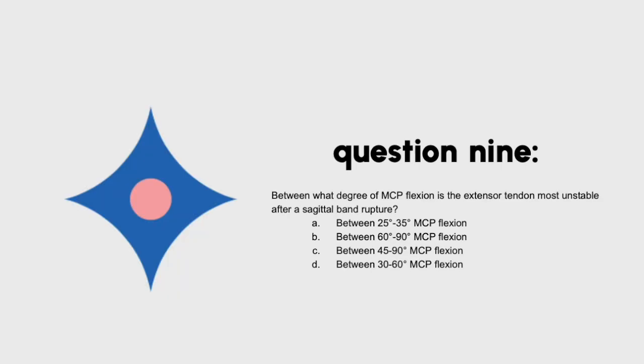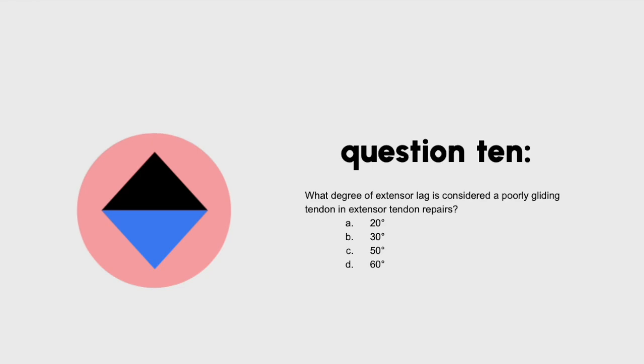Question 9, correct answer is C. The extensor tendon will sublux, usually ulnarly, over the MCP joint, and it's most unstable between 45 to 90 degrees of MCP flexion. Okay, and question 10, correct answer is C. An extensor lag of over 45 degrees is considered a poor gliding tendon with the Miller scoring system.